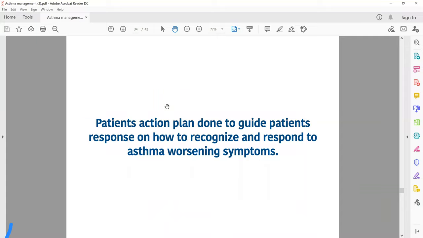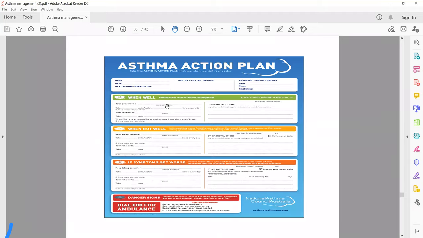Now for the patient action plan, it's given to the patient to help him recognize his symptoms and how to respond to his symptoms. And this is an example of an asthma action plan. What should the patient do if his symptoms get worse? What he should do, what he shouldn't.